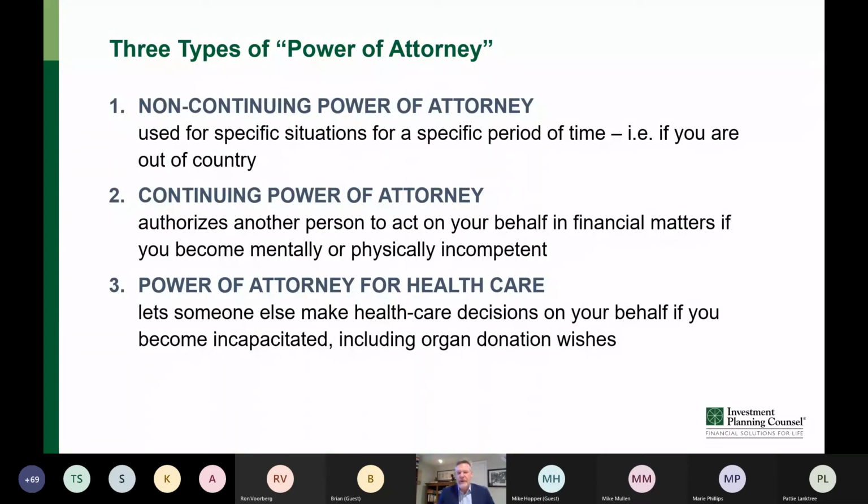Then there's the continuing power of attorney. This one is the one that authorizes another person to act on your behalf in financial matters when you become mentally or physically incompetent. And then finally, the third one, and this one's a bit overlooked, is the power of attorney for healthcare. And that's someone who's making the health decisions on your behalf if you become incapacitated, and it also includes organ donation issues.